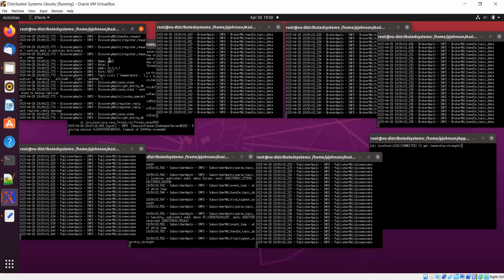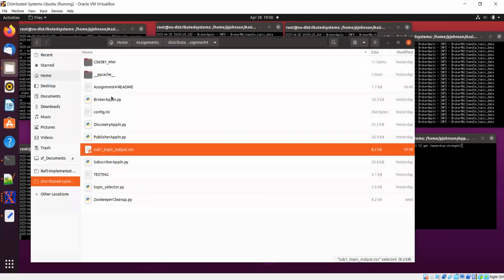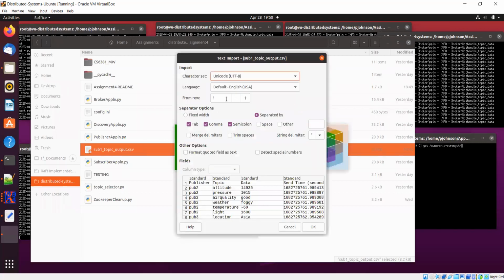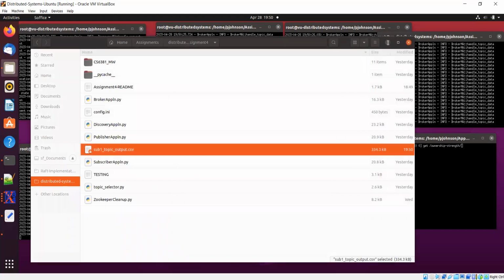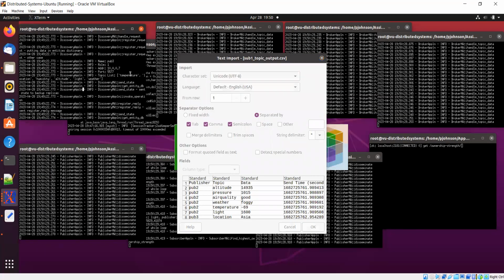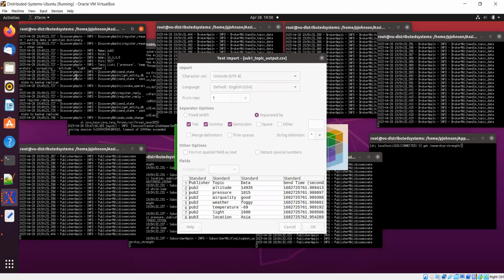So in this case, because Publisher 3 publishes a few of the same topics that Publisher 2 does, the subscriber should only get the information from Publisher 2. Now I'm going to open up the CSV file. This contains the topics that have been received by the subscriber. So given that temperature, altitude, and light were published by both publishers, only information from Publisher 2 should be received for those.